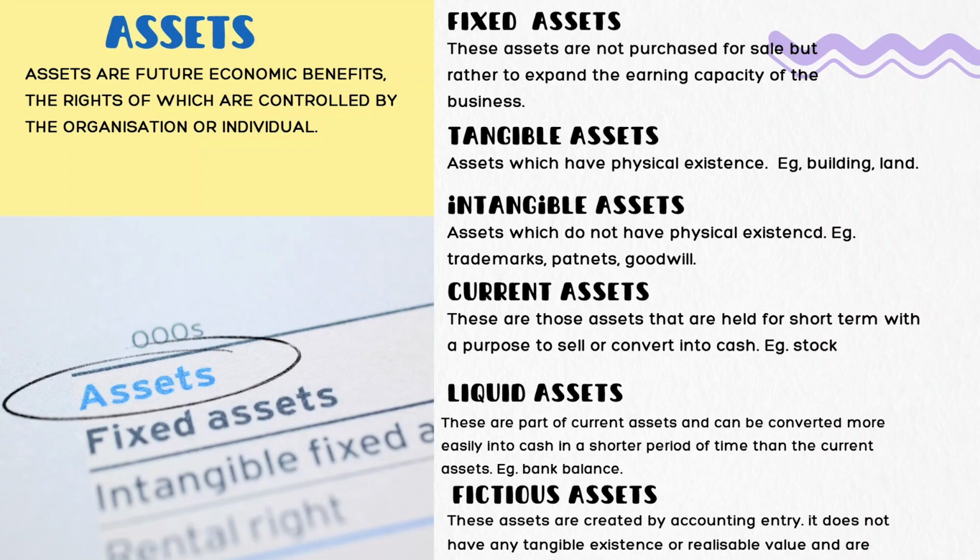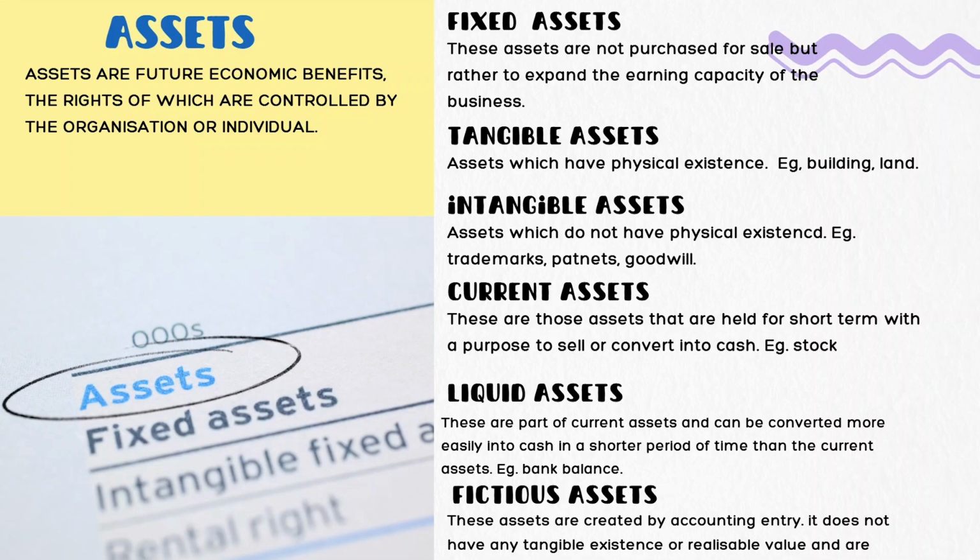Next, we have fictitious assets. These are those kind of assets which are created by an accounting entry. They don't have any physical existence or any realizable value, but they are actually expenditure. We'll be dealing with this in future. For example, the purpose of creating a fictitious asset is to account for expenses that can't be placed under any normal head. An example of a fictitious asset would be the incorporation certificate. Usually, whenever companies get registered, they require a document called the incorporation certificate.